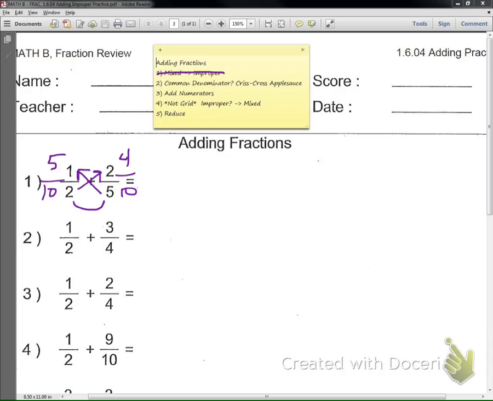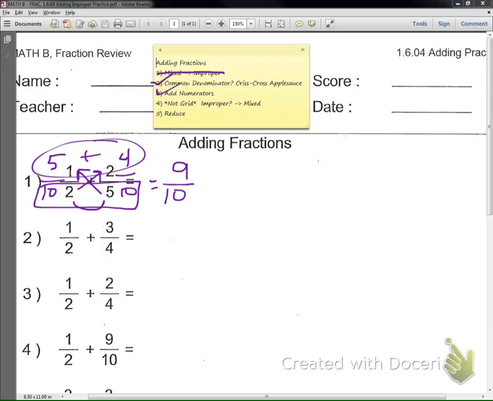Now that we have our common denominators, so we completed step 2, we're ready to add our numerators together. So you add 5 plus 4 together to get 9. Now as far as the denominator goes, it stays exactly the same. It's 10. So your answer equals 9/10. So we added our numerators.